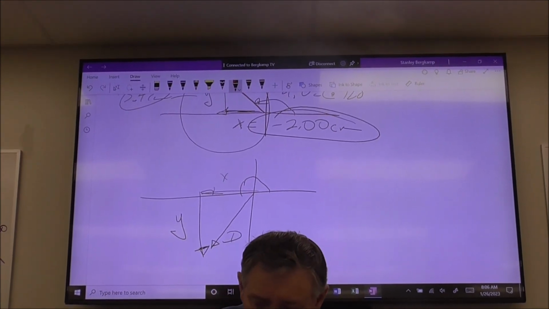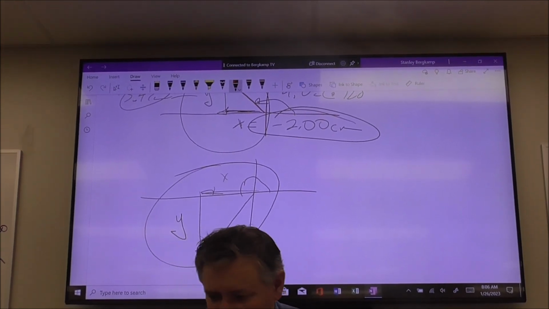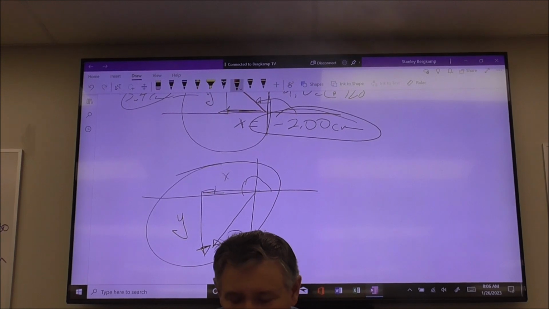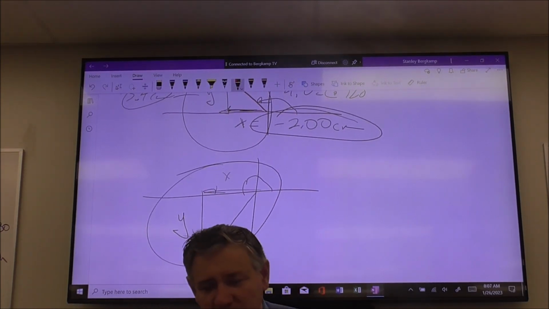Now, right away, Izzy, what do you know about the sign of your x and y components? They're both going to be negative. Why? Because they're both in the third quadrant. Fantastic.